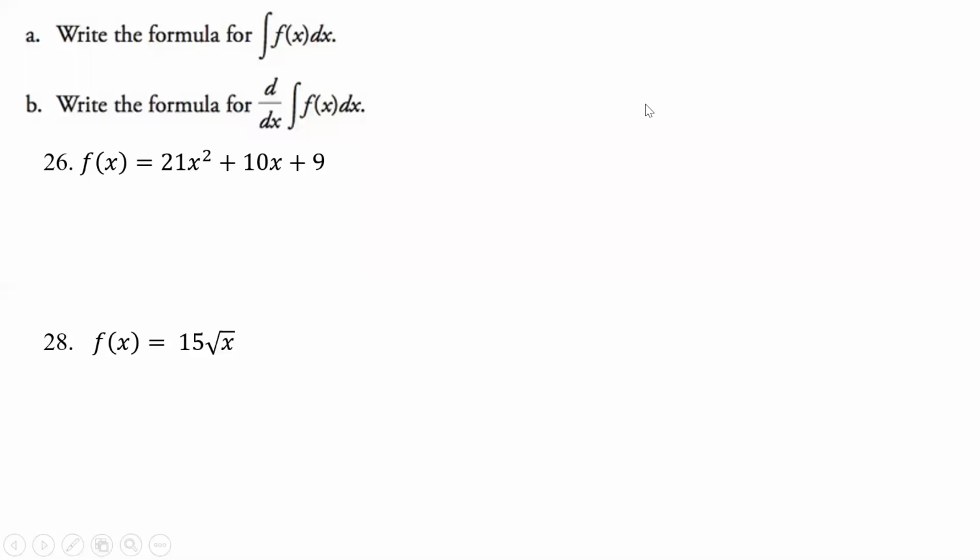All right, so here we're supposed to write the formula for the integral of f of x dx. So they give us f of x. For part A, we're just going to take the integral of 21x squared plus 10x plus 9 dx, and that's going to give us what? Well, that's going to be 21x to the third over 3 plus 10x squared over 2 plus, and that's a 9, not a 5, so that's a 9x, and then we have to have plus c.